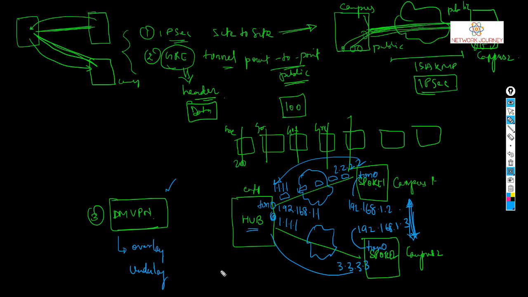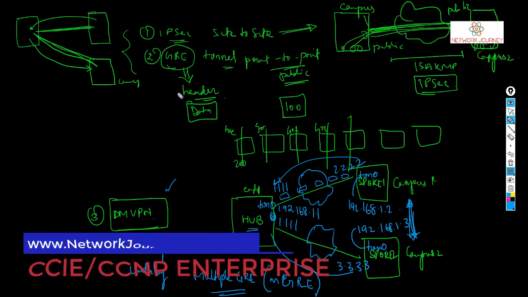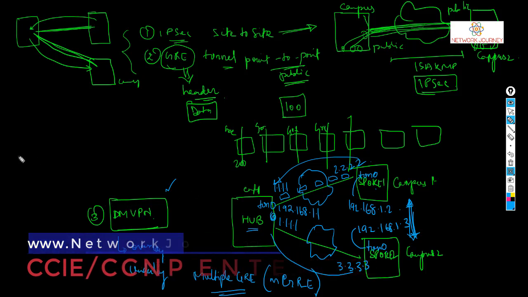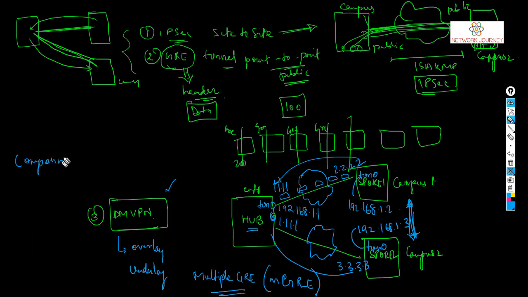Okay, this is happening because of the feature called multiple GRE, which is also written as MGRE. So you know what GRE is. GRE is point to point. So let me walk through all this technology. Let's start with multi-point, but before that I want to show you some of the components used in DMVPN. So the first one is multiple GRE, which is used here.